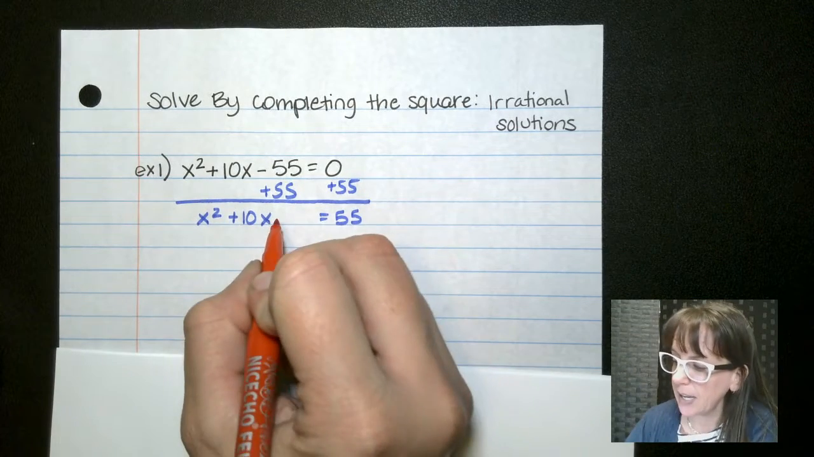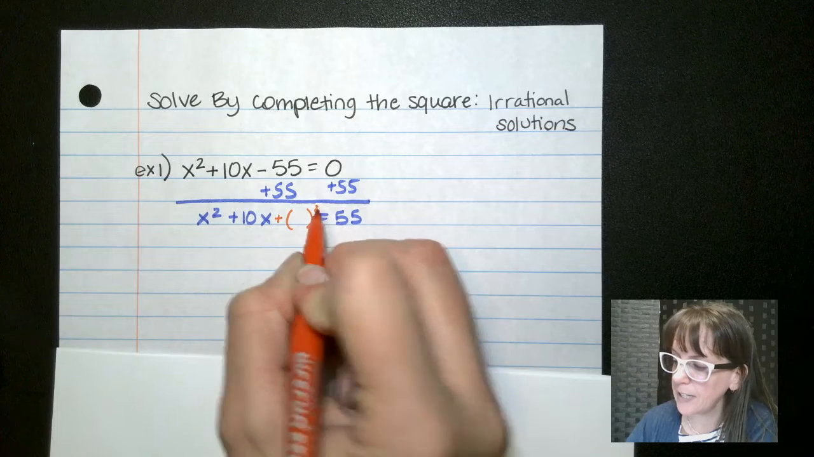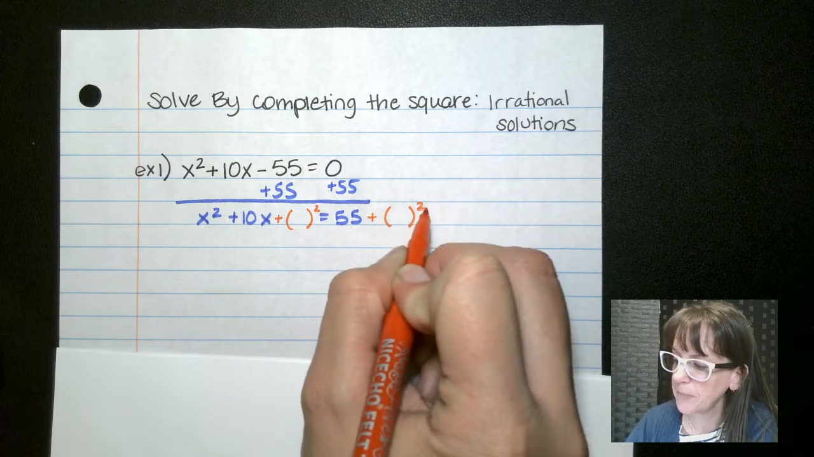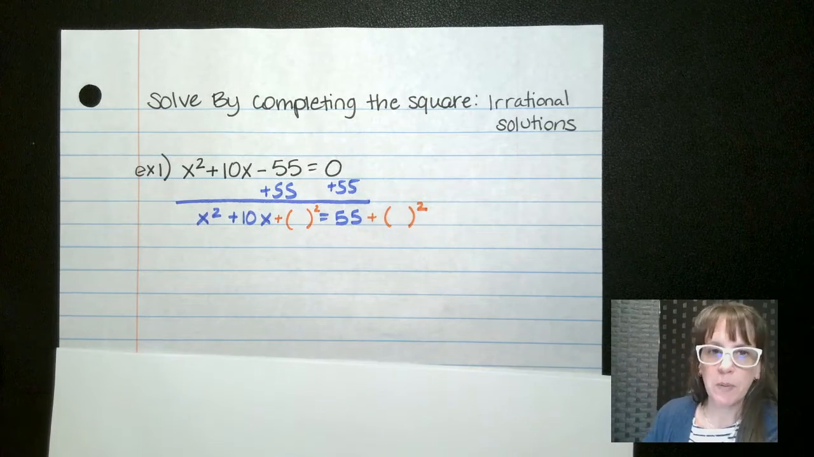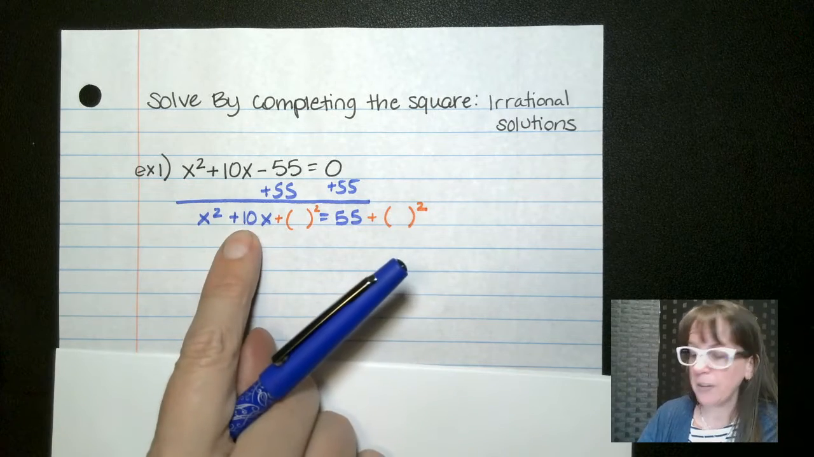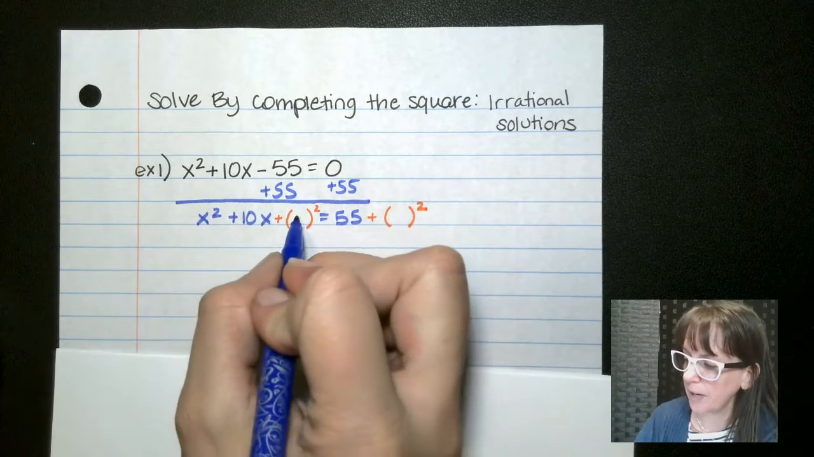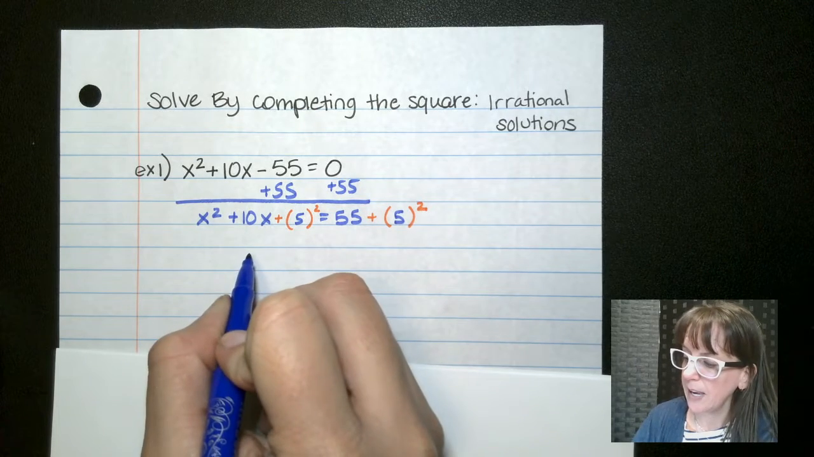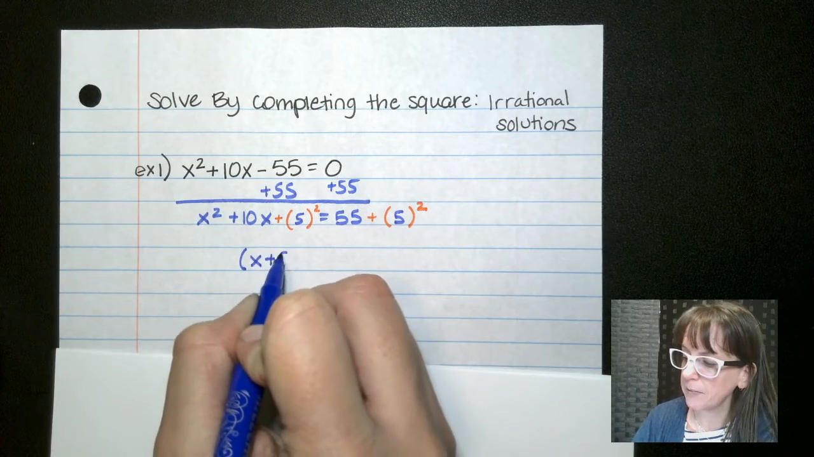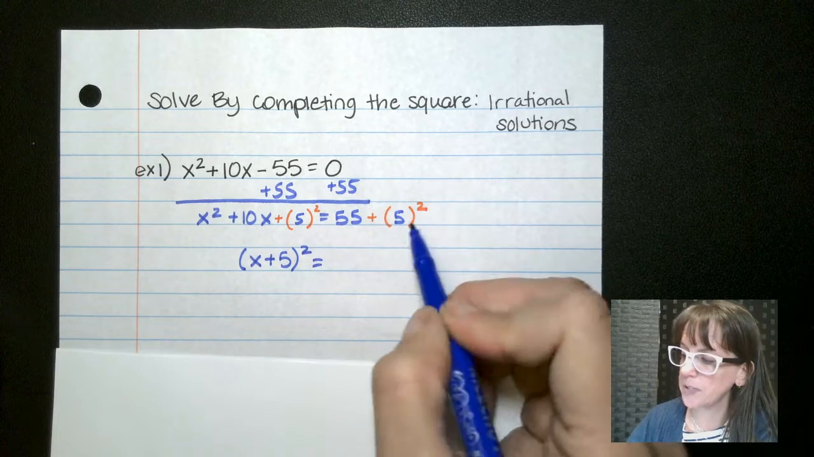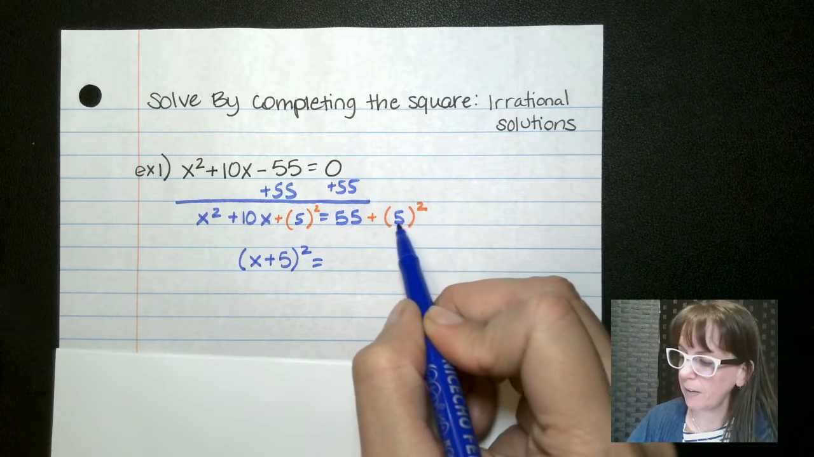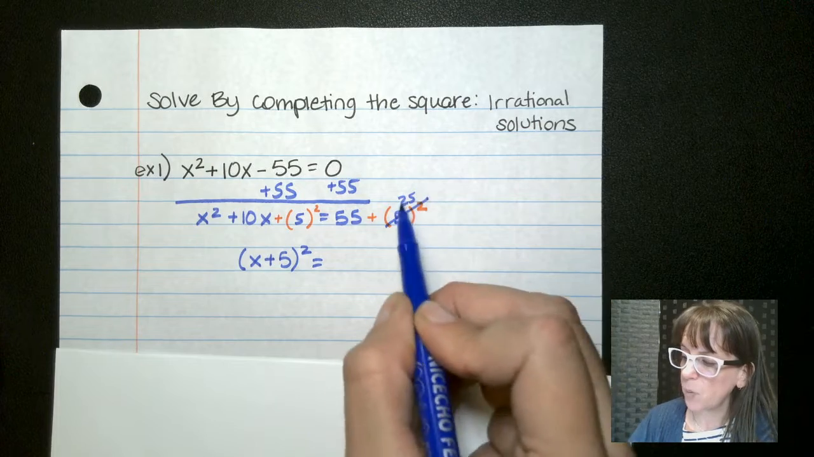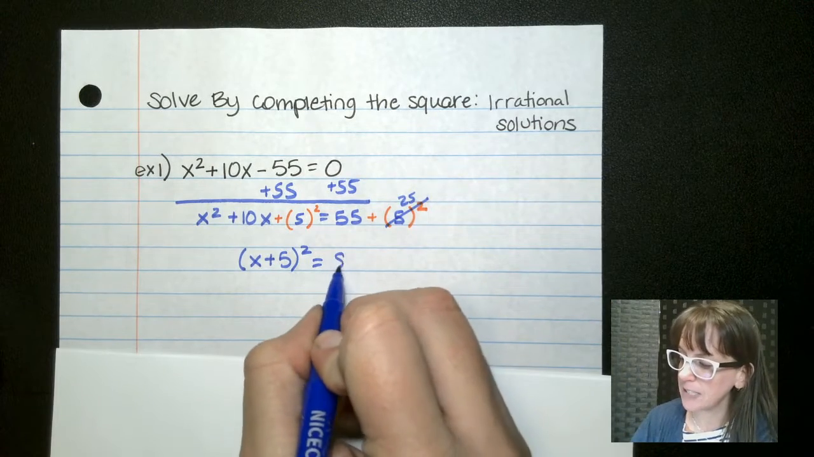And the way that I do that is I'm going to add some bubbles squared here plus bubbles squared here. And what I'm going to put inside those bubbles is half of this thing. So half of 10 would be 5, and 5. So over here, this gives me x plus 5 squared equals, now remember 5 squared is 25, so we have 25 plus 55 gives us 80.